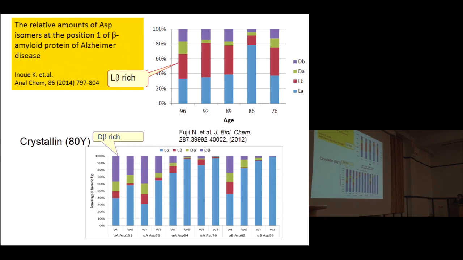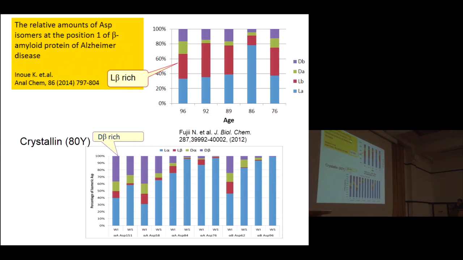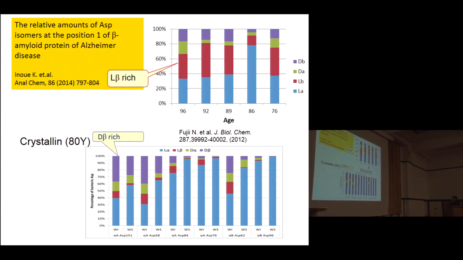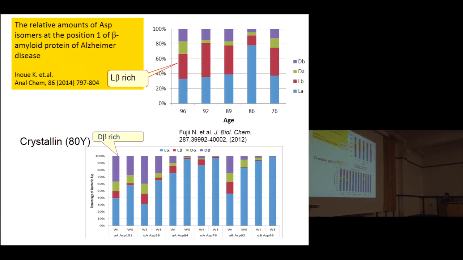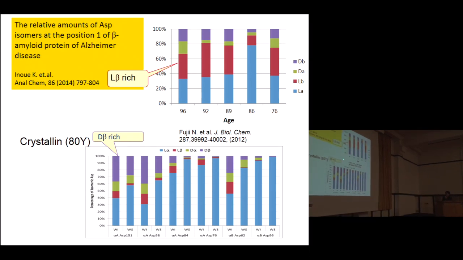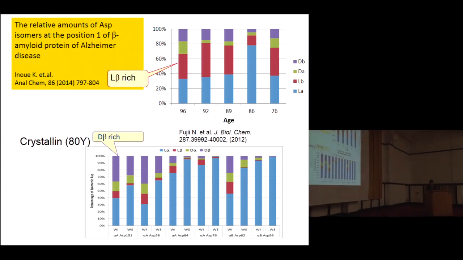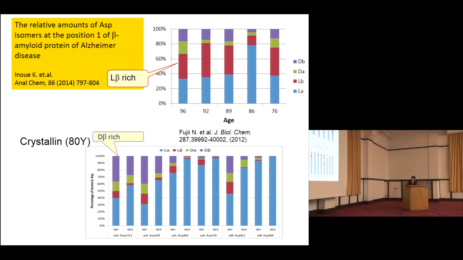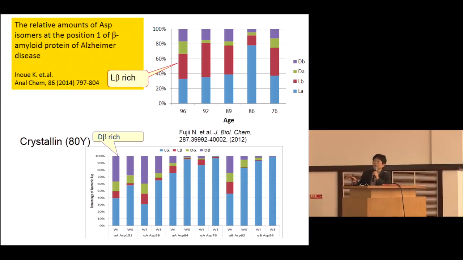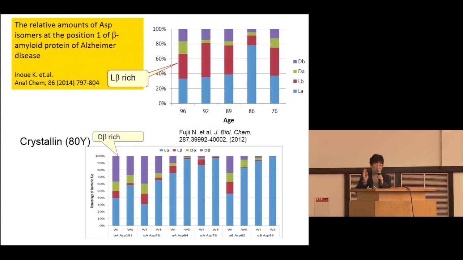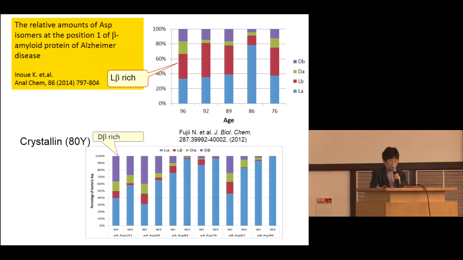Here is the relative amount of ASP isomers at positions of beta amyloid protein in Alzheimer's disease. In this case, among the abnormal isomers, L-beta is predominant. But in the case of crystallin, D-beta aspartic acid is. Maybe the structure surrounding the ASP residues is different between crystallin and A-beta protein.